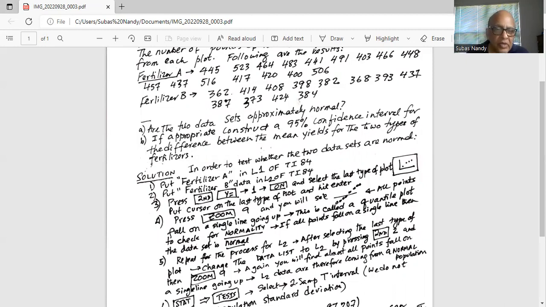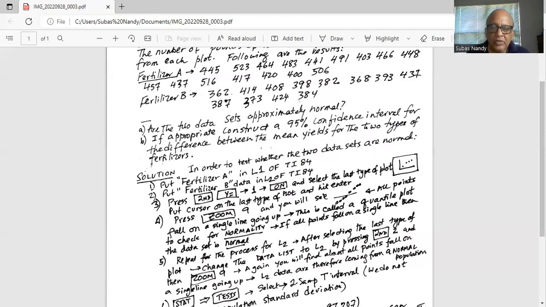This is actually a quantile plot to test normality. Press zoom 9 and you will see a straight line. All points fall on a single line going up. This is called a quantile plot to check for normality. If all the points fall on a single line, then the data set is normal. So we have checked that the data set from fertilizer A comes from a population which is normal.